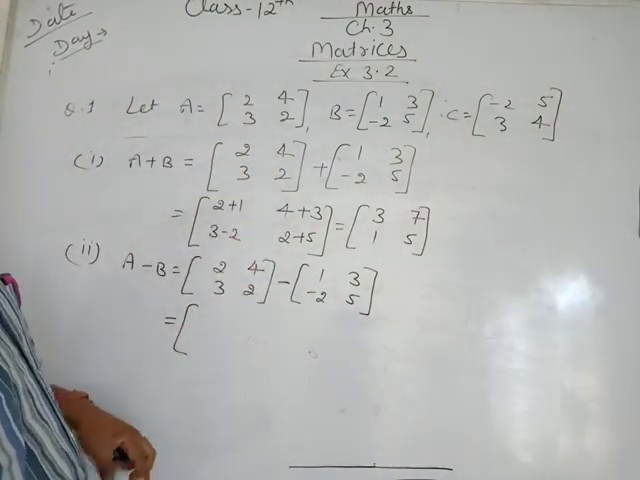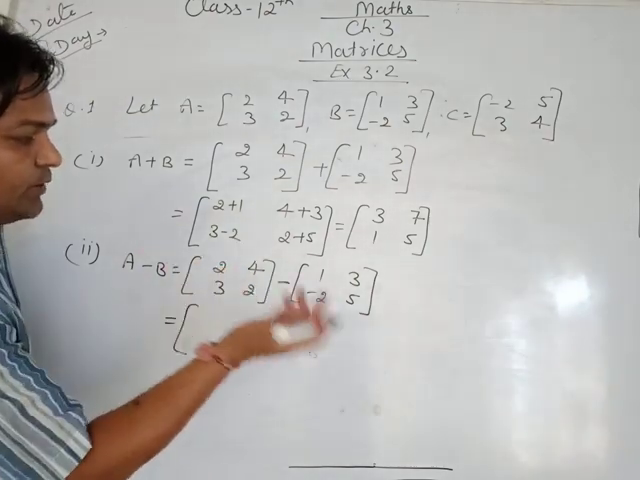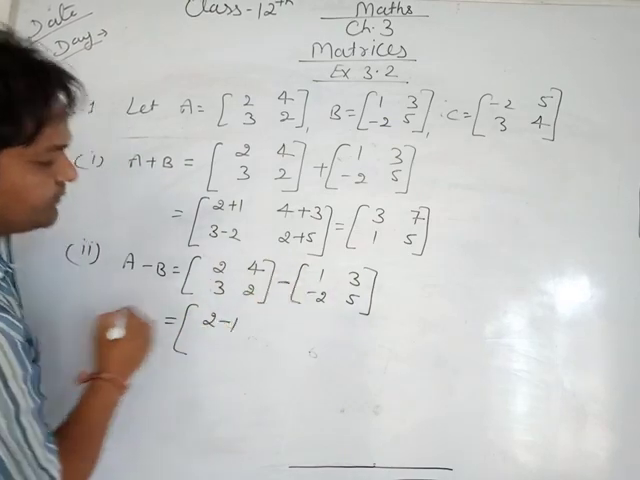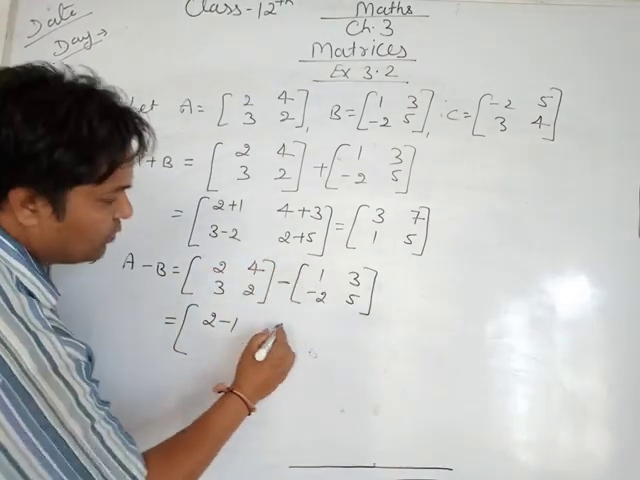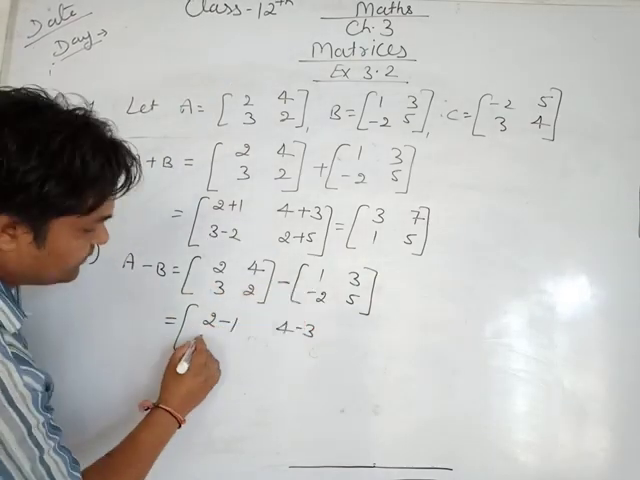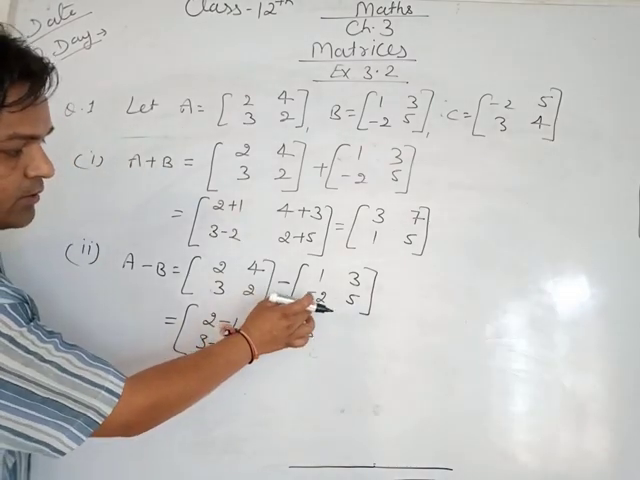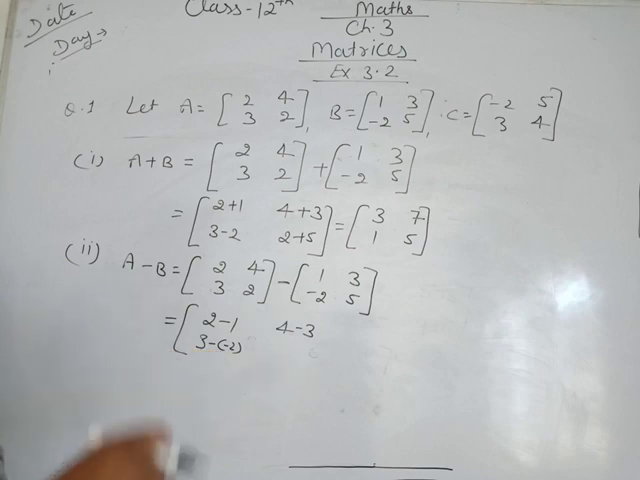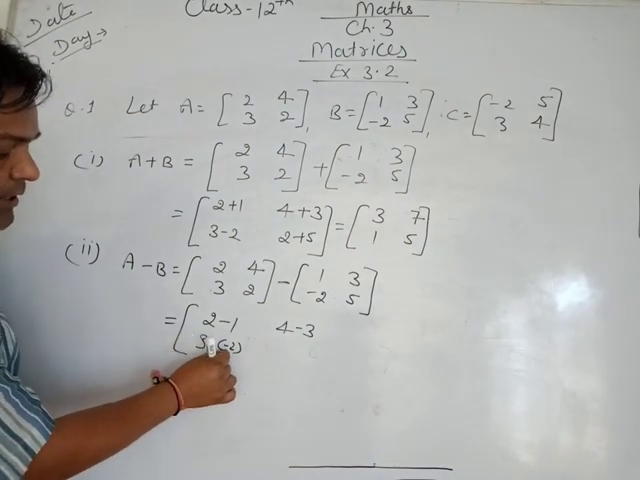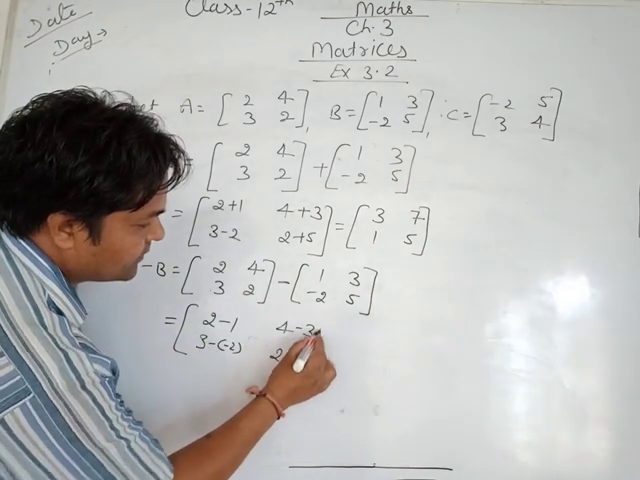Similarly to the procedure of the addition, but the signs will be changed. 2 minus 1, 4 minus 3, 3 and minus 2, because here we will subtract the elements with the negative sign. So we write here minus as the subtraction sign and minus 2 as the element sign. 2 minus 5.